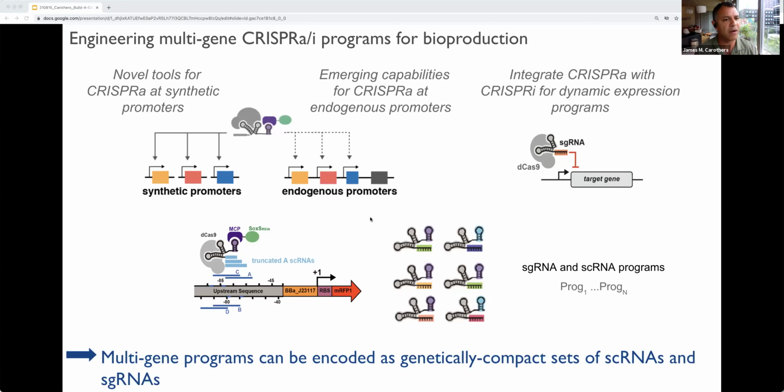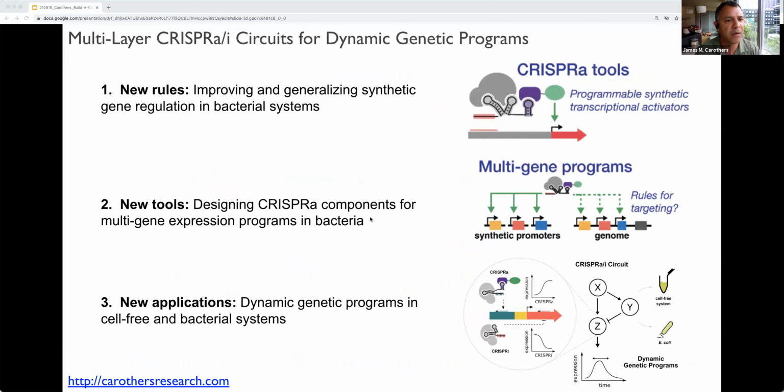We're still learning more about all these systems all the time. But I think these tools are really creating some new opportunities for developing bacteria and cell-free systems as platforms for bioproduction. So I think I'll stop there and take any questions if you have them. And I appreciate, again, the invitation to your seminar series.